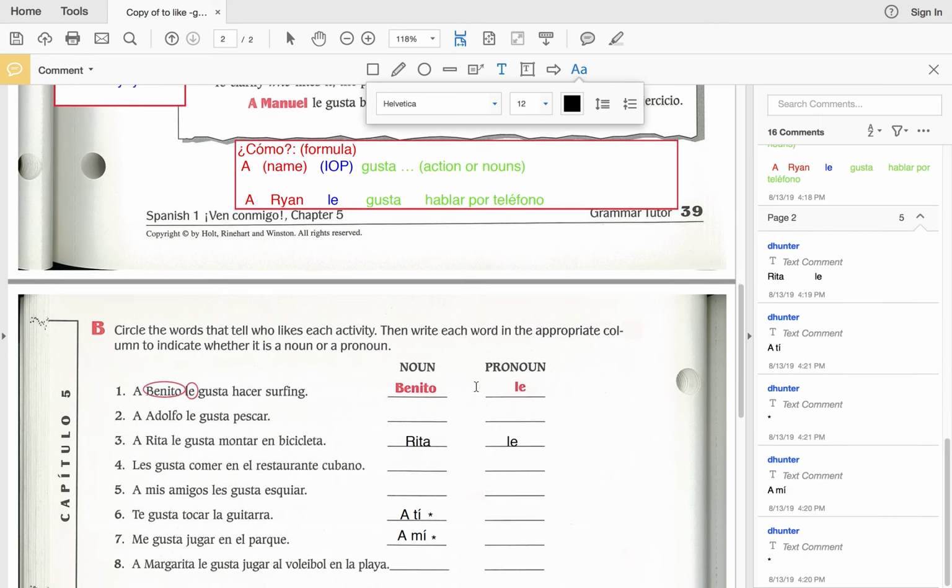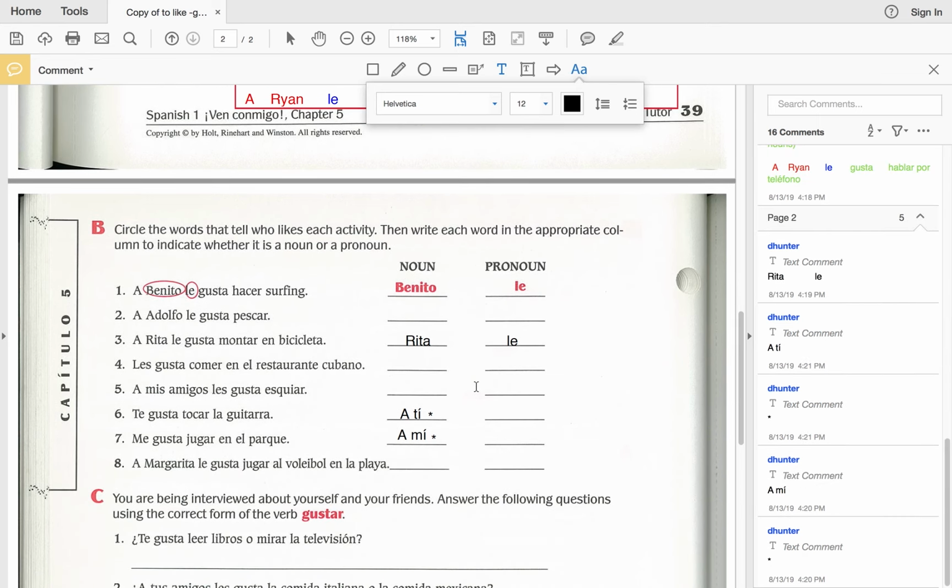Right now we're going to just do a couple of practice exercises together before I release you to do your solo practice. It says the directions in part B. Circle the words that tell who likes each activity. Then write each word in the appropriate column to indicate whether it is a noun or a pronoun. So this is just some basic starting practice. Again, you want to be able to identify the noun and or the pronoun in each sentence.